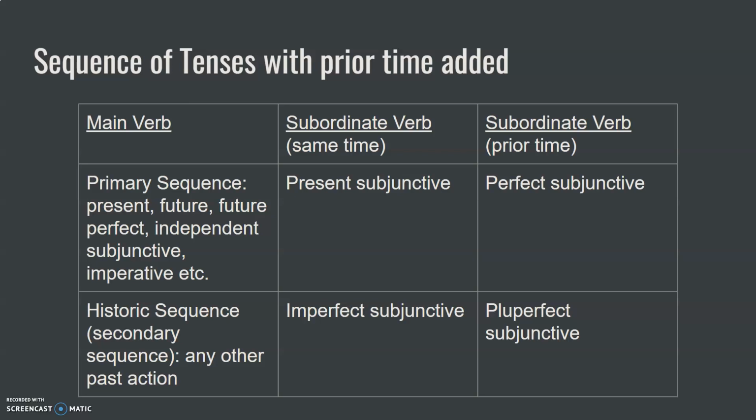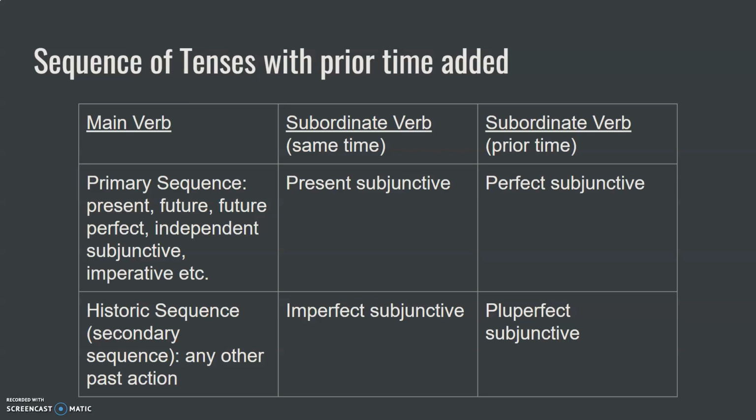At the same time, as we've already learned, it takes the present subjunctive, but if you want to talk about a prior time, it takes the perfect subjunctive. In historic or secondary sequence, if the action occurs at the same time in the subordinate clause, it takes the imperfect subjunctive, but if it occurs at a time prior to the main clause, it takes the pluperfect subjunctive.